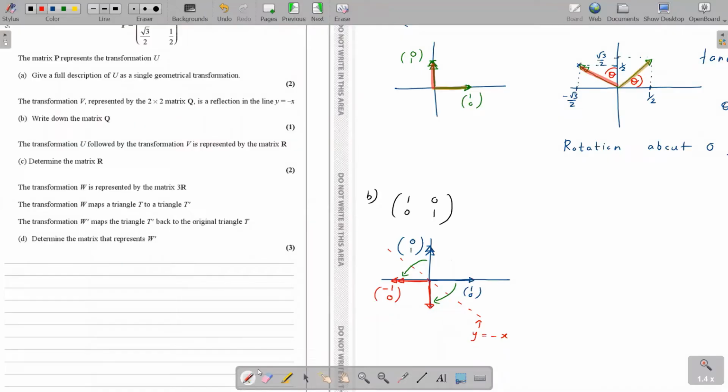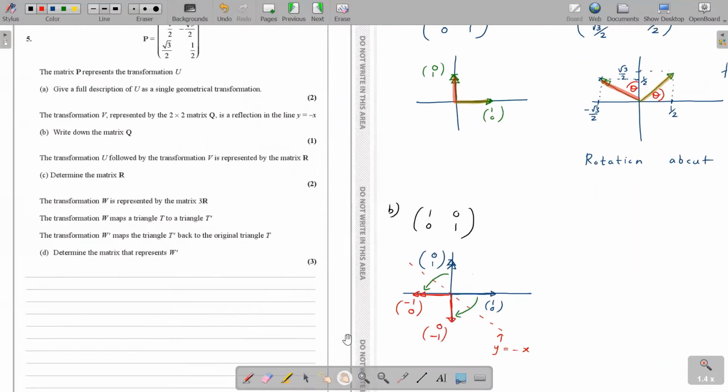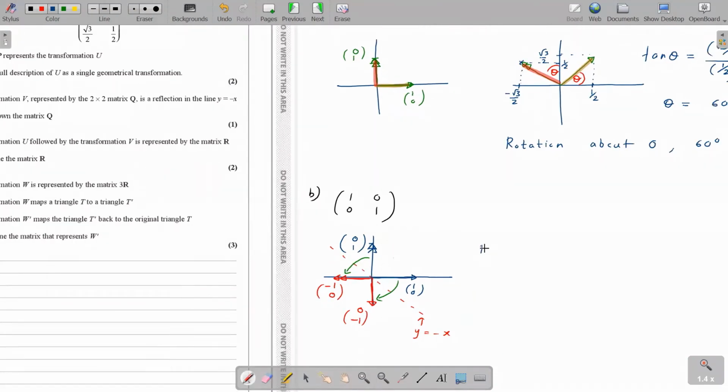So what is the coordinate at this point? X coordinate is 0, Y coordinate is -1. So how do you write the transformation V? Transformation V is represented by the matrix R. So write matrix R. R equals, first you must write the first arrow, the one with the single arrowhead. What is it? The coordinate is 0, -1. The second arrow is -1, 0.